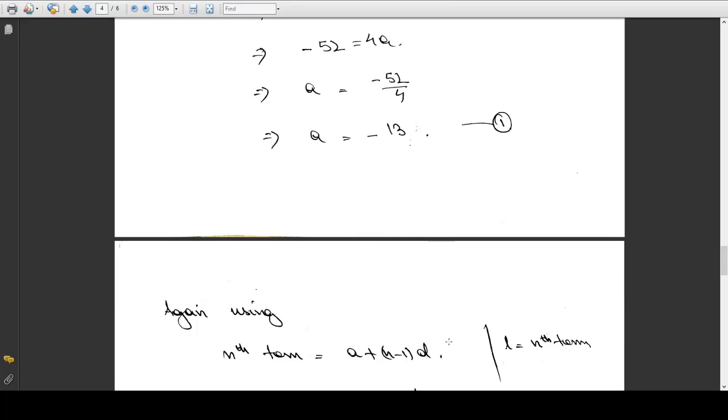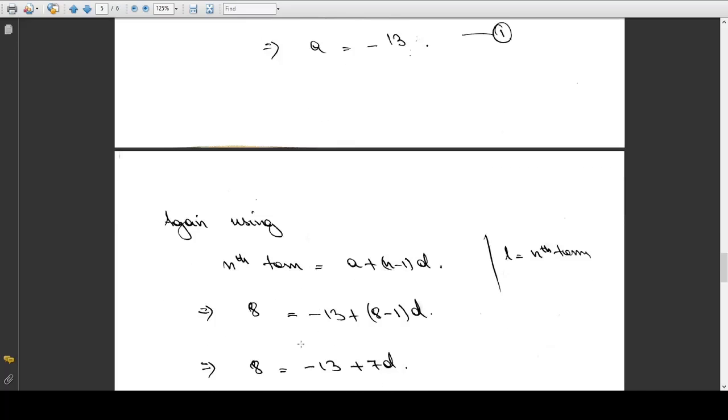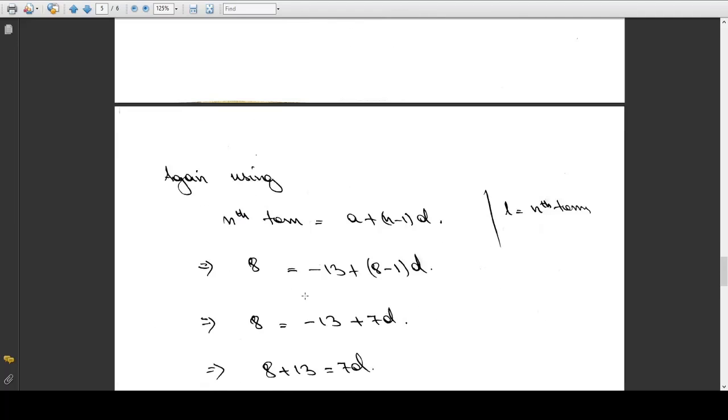Again we will use this formula because the nth term is the last term. The last term is 8, a we have got to be minus 13, n is the 8th term, so 8 minus 1 times d. D is still unknown. Now solving this, minus 13, 8 minus 1 is 7d.